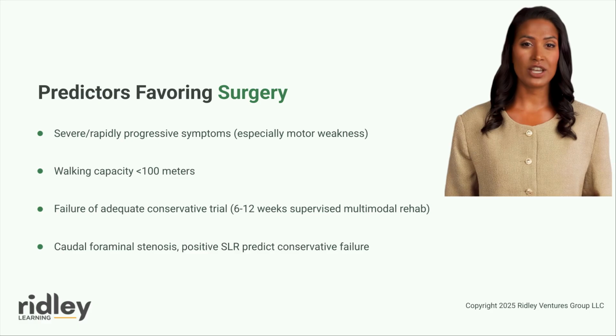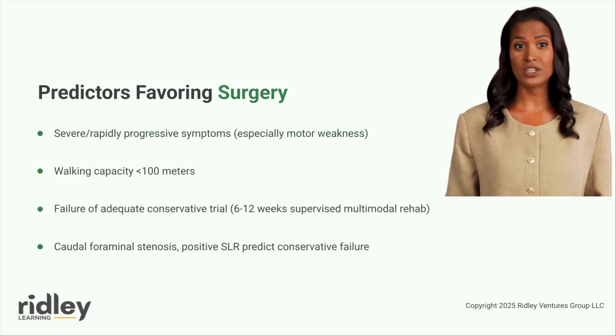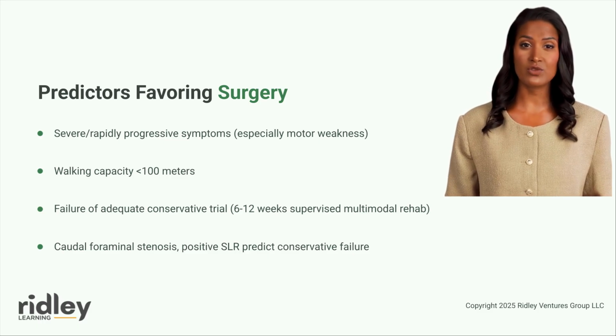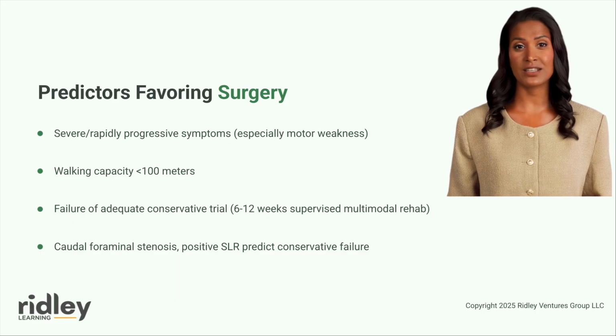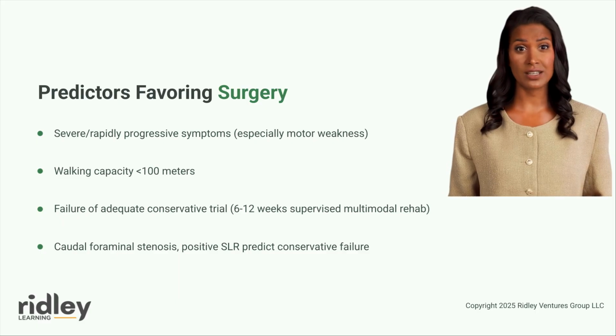Conversely, certain factors predict better outcomes with surgical intervention and may support earlier surgical referral. Severe or rapidly progressive symptoms, particularly motor weakness or cauda equina symptoms, indicate significant neural compromise that may not resolve with conservative management. High radiological grade of compression with severe central stenosis and obliteration of cerebrospinal fluid signal predicts less favorable conservative response. Walking capacity less than 100 meters before symptom onset indicates advanced functional limitation that may benefit from surgical decompression. Failure of adequate conservative treatment represents an important surgical indication.